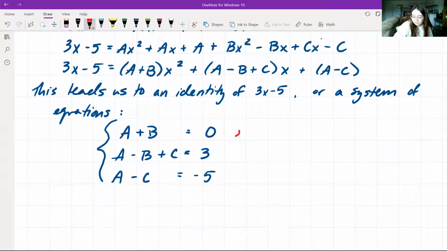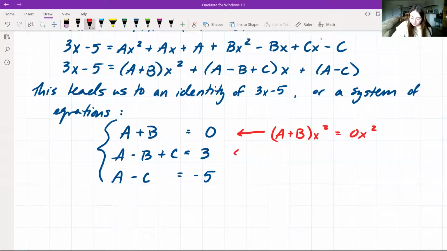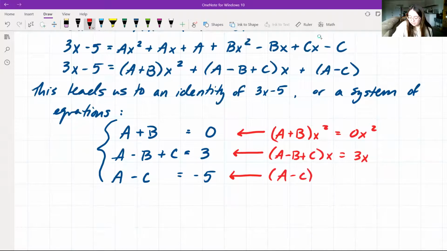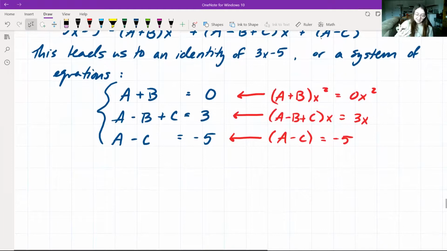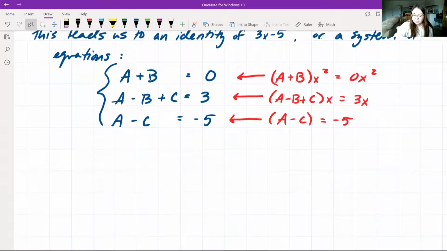We can see that this is because a plus b times x squared has to be equal to 0x squared. This is because a minus b plus c times x has to be equal to 3x. And this is because a minus c times nothing, just the constants, they have to be equal to negative 5. So solving for these equations, which in this case we'll call equation 1, equation 2, and equation 3.